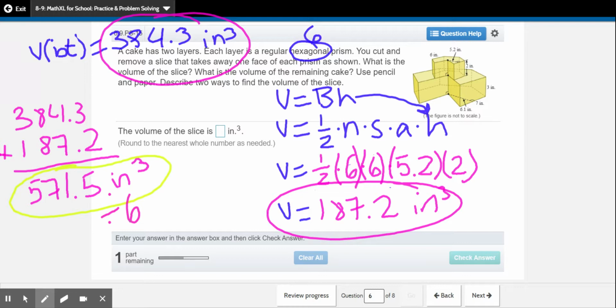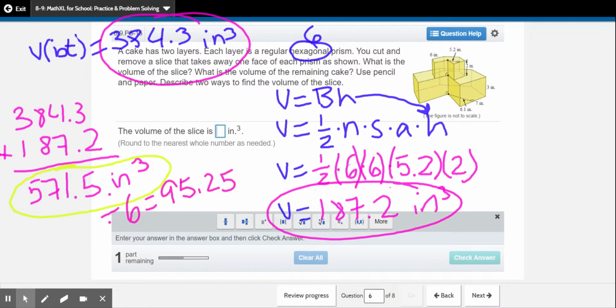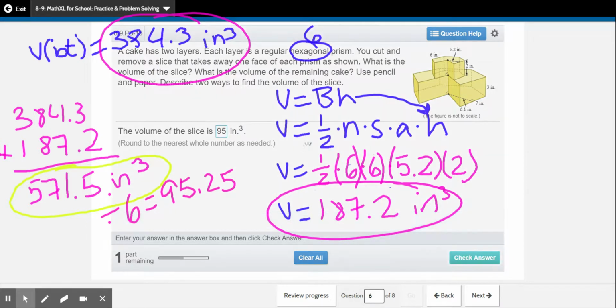All right, so it tells you round to the nearest whole number. So we have 95 and 25 hundredths, so we're going to round to 95. Let's hope this is right. I'll be upset. Nice work.